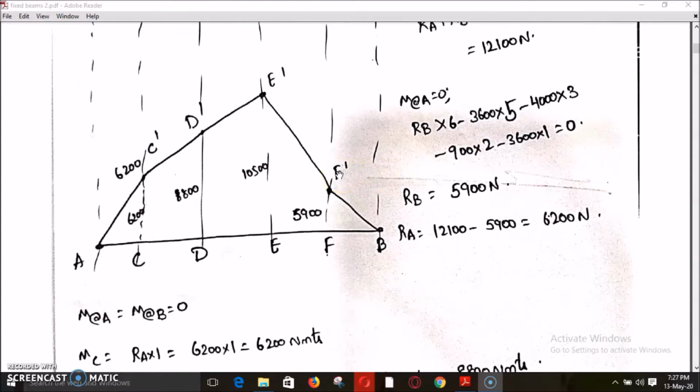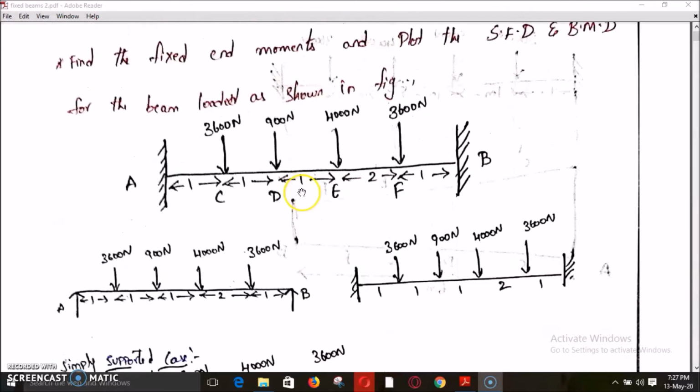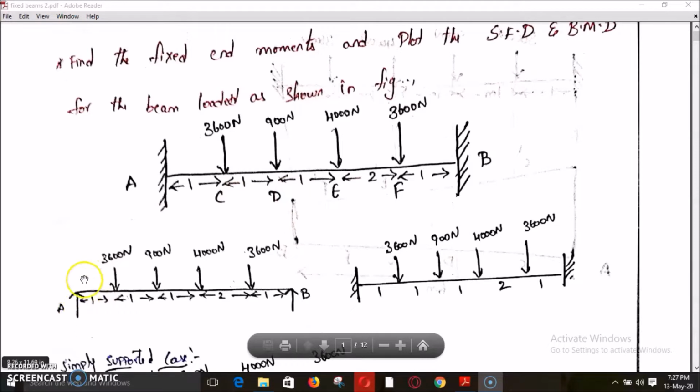The next step is applying the compatibility equations, that is, summation of area of Mu diagram plus area of Mu dash diagram is equal to 0, and summation of deflections at any particular point of both the beams is equal to 0. These are the two compatibility equations we will use to solve the fixed end moments.